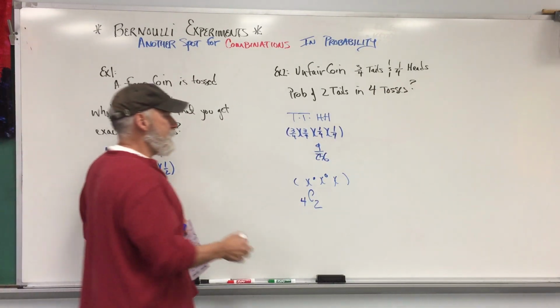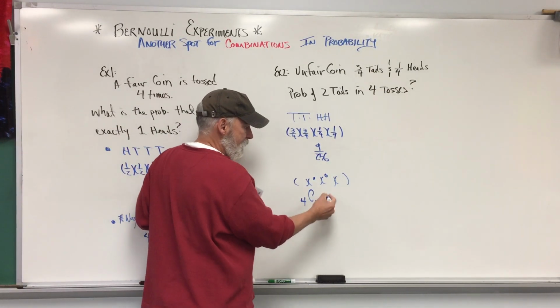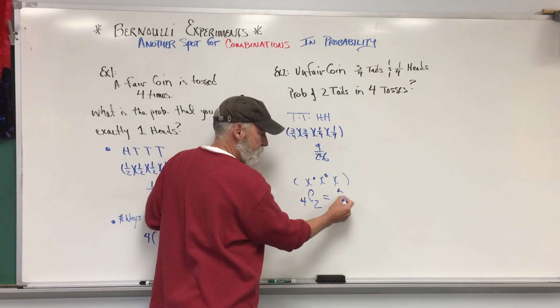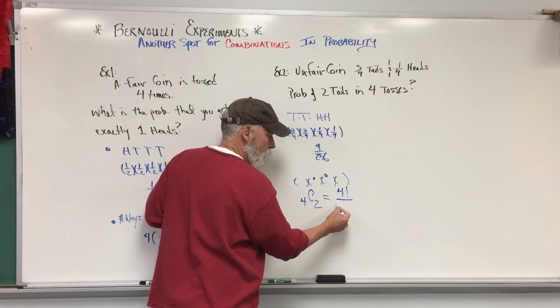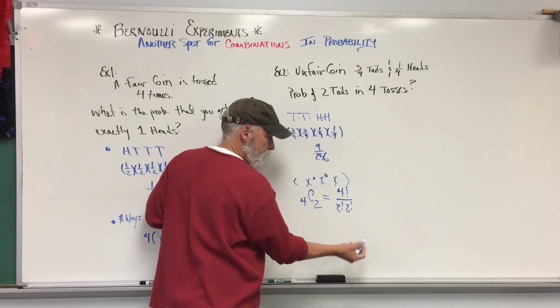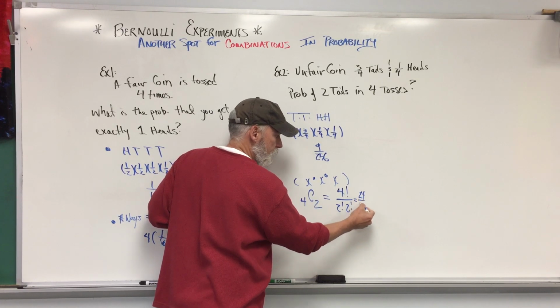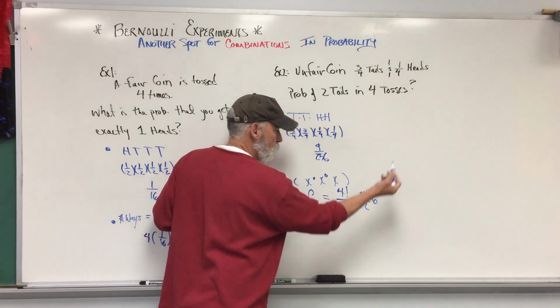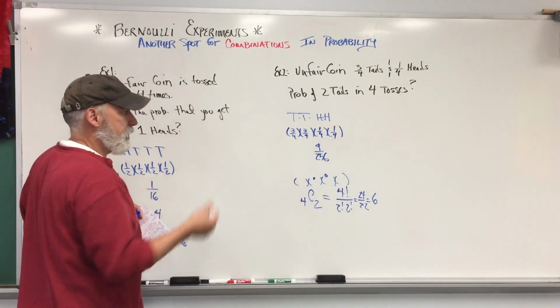So we have 4 slots and we want 2 to light up at any time. That's the number of ways that could be done. That's 4 factorial over 2 factorial times 2 factorial. That's 24 over 2 times 2, which is 6 ways. So you can trust me on that. You could also type it in.